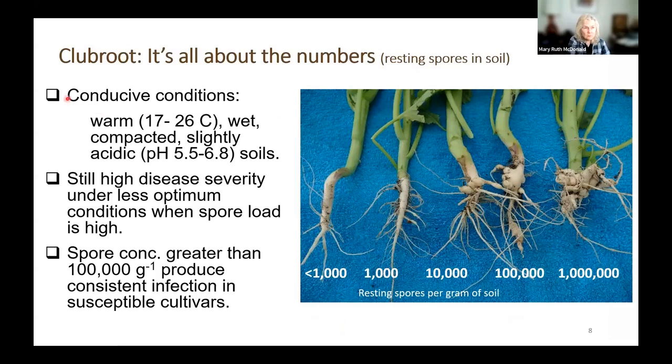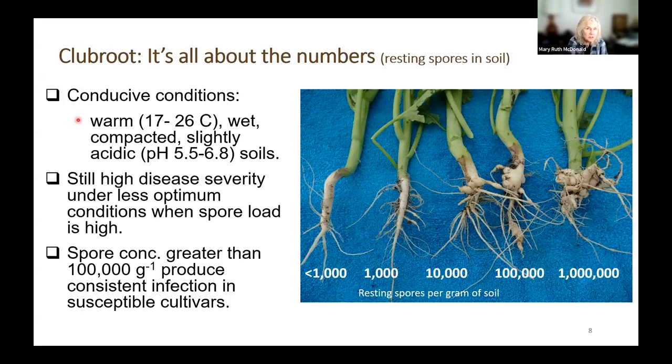So one other thing to be concerned about with clubroot is the concentration of those resting spores in the soil. If we have less than 1,000, there'll probably be no disease. At 1,000, you might see a few tiny little clubs develop if the conditions are optimum for disease. And it's when we get up to 100,000 or 1,000,000 resting spores per gram of soil that we see this severe clubbing that can actually kill a plant.